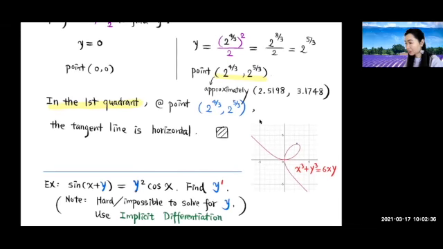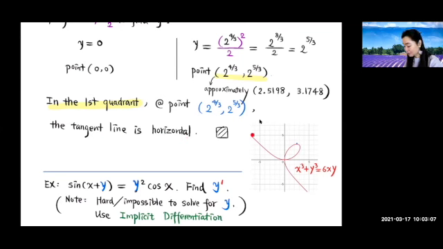But the question they ask is in the first quadrant. (0, 0) is over here, and is not in the first quadrant. This point is not in any quadrant. It's at the origin. So that is not the point that they're asking. So this one here is the point they're asking. So in the first quadrant, at this point, the tangent line is horizontal. So that answers the question.